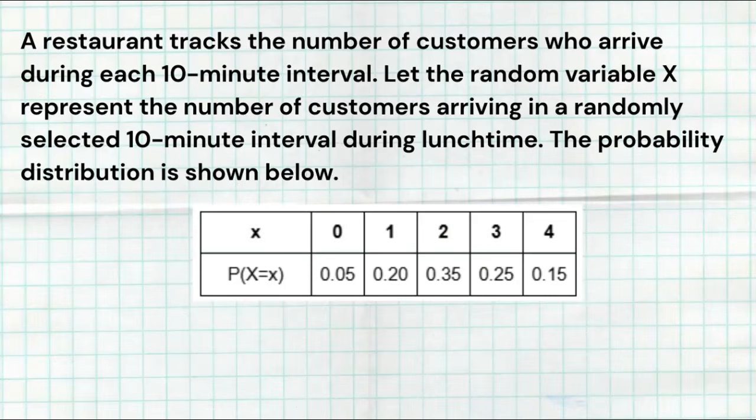So in the first question, we were told a restaurant tracks the number of customers who arrive during each 10-minute interval. Let the random variable x represent the number of customers arriving in a randomly selected 10-minute interval during lunchtime. The probability distribution is shown below. So this is a discrete random variable because we have a set number of options that's listable, 0, 1, 2, 3, or 4 customers. And we have a probability distribution showing the probability of each of those outcomes.